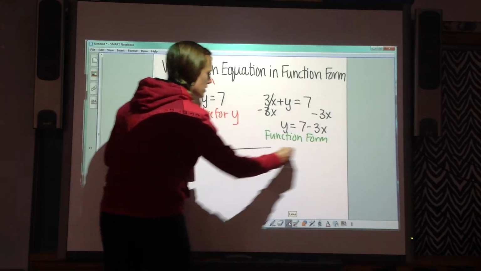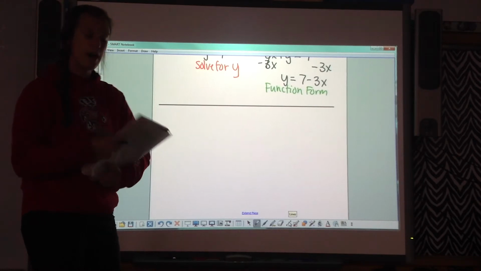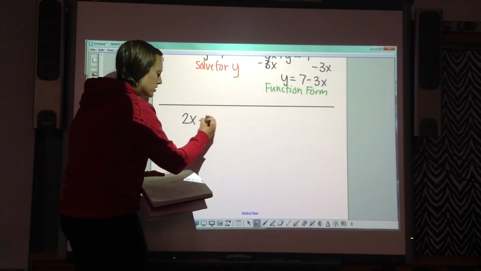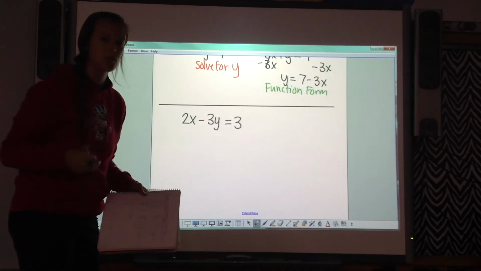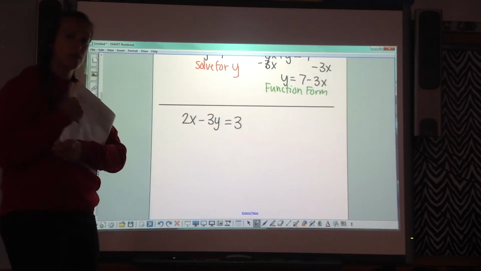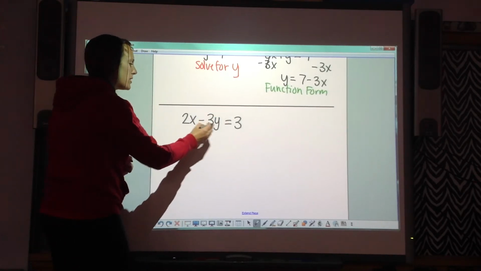Alright, I want to show you one more of these. Actually, I want you to try this one on your own first. So if they give you an equation, they ask you to graph this function or graph this equation, and it's not in function form, or the y is not by itself, you have to do this first before you make a t-table. You have to get y by itself. So go ahead and try this on your own first. Push pause.